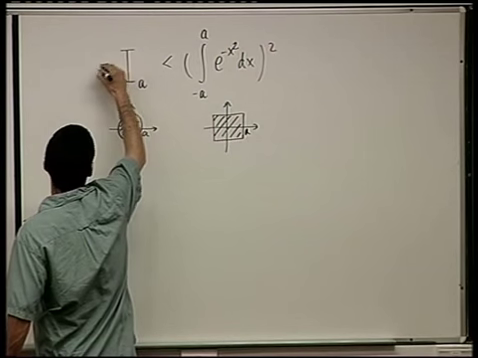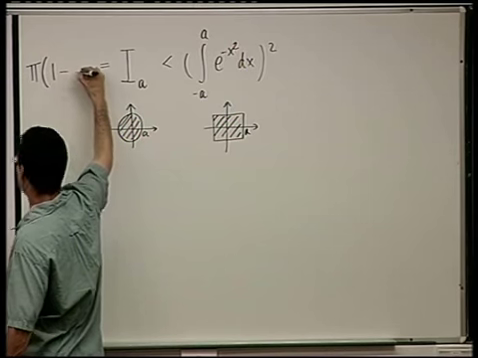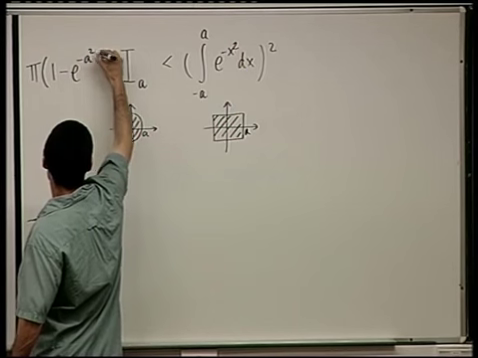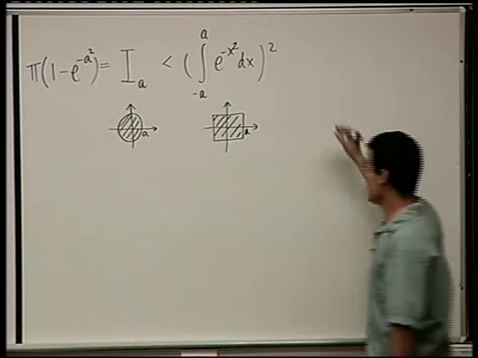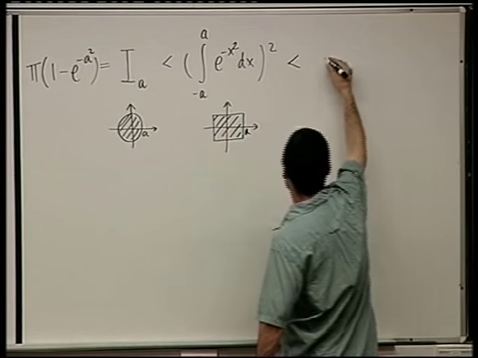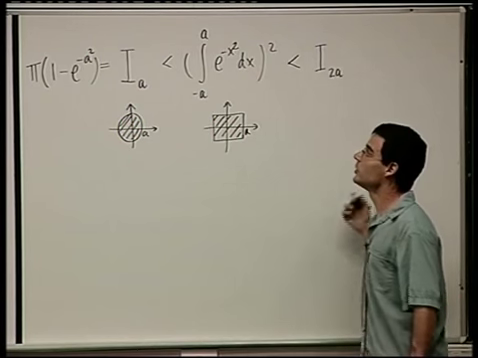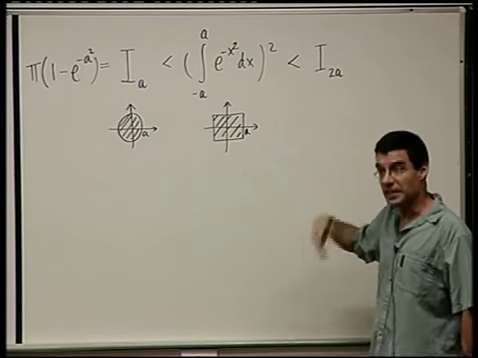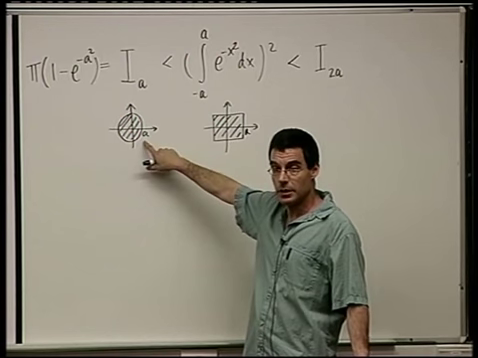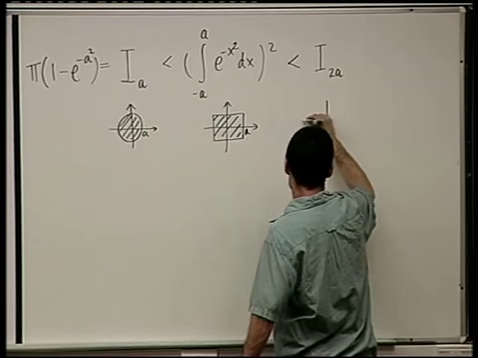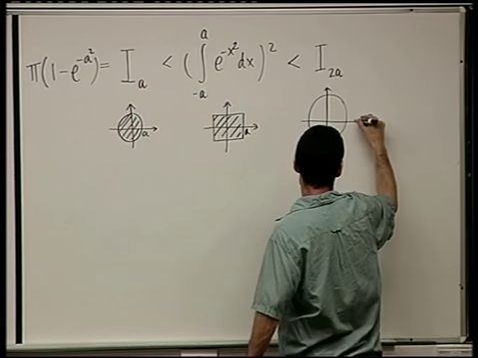We know how to evaluate this. We evaluated it. It was pi times 1 minus e to the minus a squared. On the other hand, this is strictly less than what I'm going to call I2a. What's I2a? It's the integral of that same function over a circle of radius 2a. Okay, so over a circle of radius 2a, big circle.